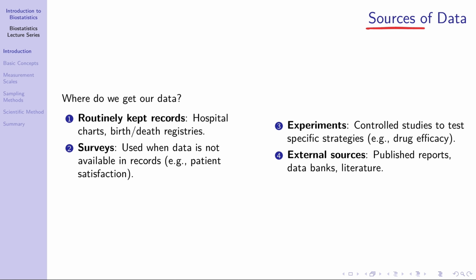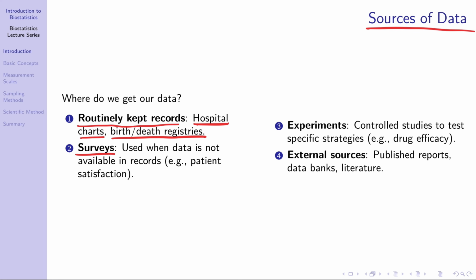So what are the different sources of data? Where do we get our data? In biostatistics, there are 4 different sources which you get data from. The first one is the routinely kept records. These can be hospital charts, birth or death registries. All of these can be considered routinely kept records. For example, even electronic health records are an example of routinely kept records.